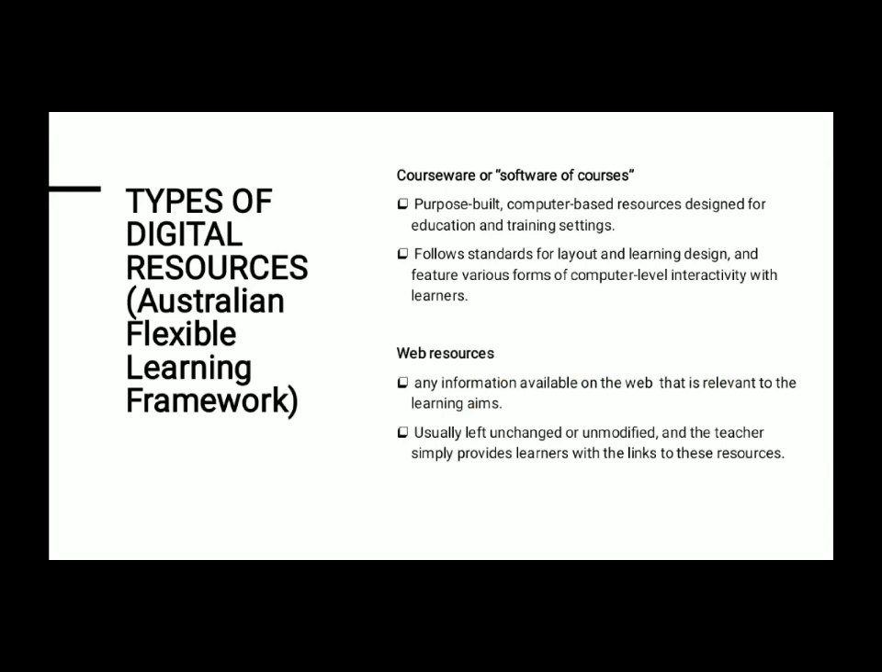Types of digital resources: courseware, or software of courses, are purpose-built computer-based resources designed for education and training settings, follow standards for layout and learning design, and feature various forms of computer-level interactivity with learners. Web resources: any information available on the web that is relevant to the learning aims, usually left unchanged or unmodified, and the teacher simply provides learners with the links to these resources.